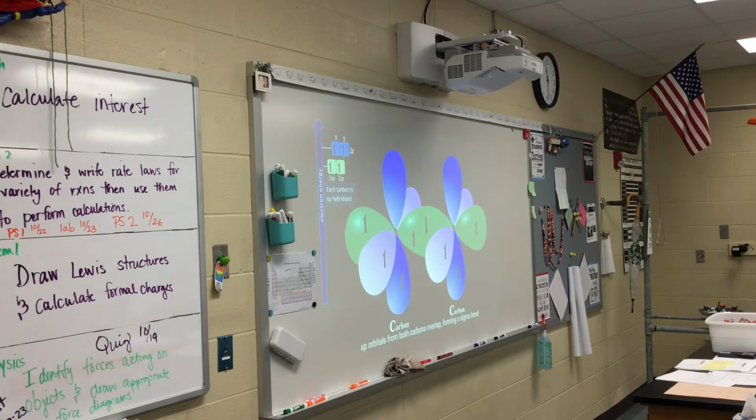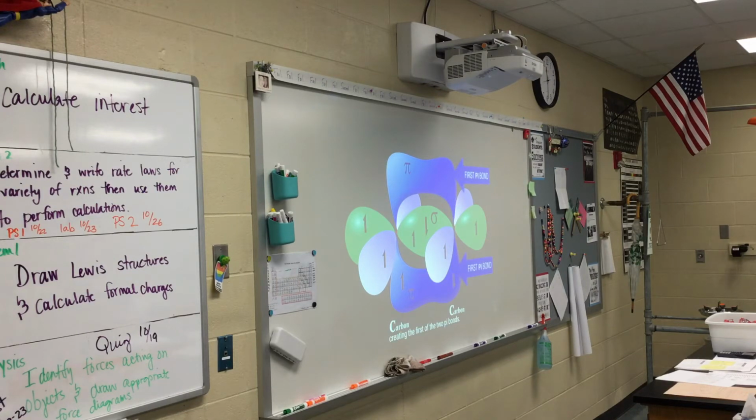sp orbitals from both carbons overlap, forming a sigma bond. The upper lobes of the blue 2p orbitals overlap, as do the lower 2 lobes, creating the first of the two pi bonds. Can you guess where the second of the two pi bonds comes from? Yes, that's right. It is the overlapping of the violet 2p lobes.